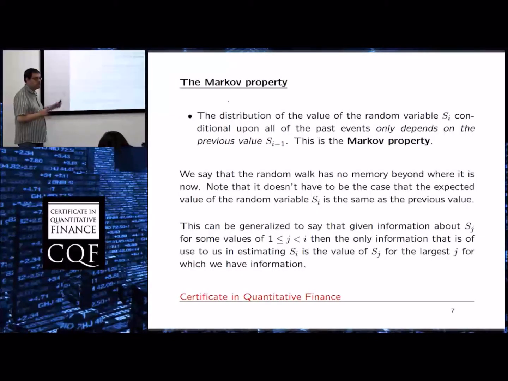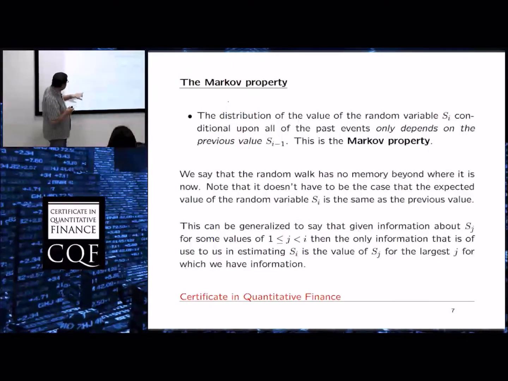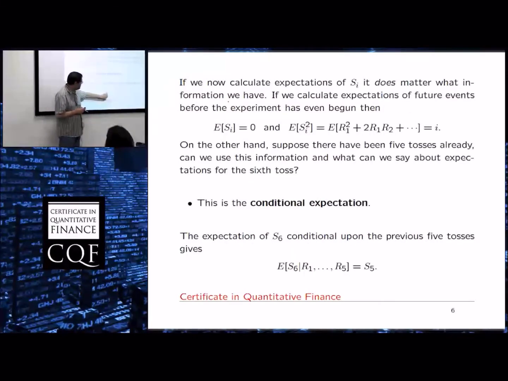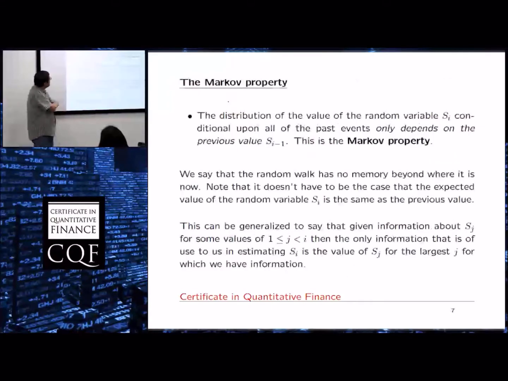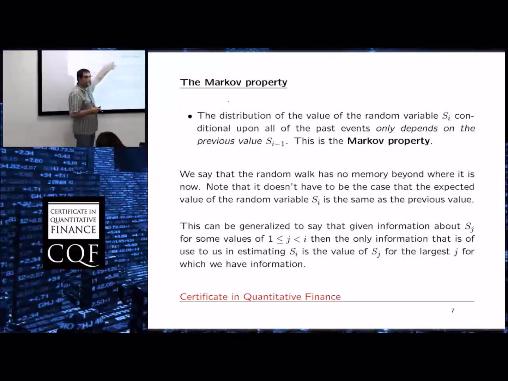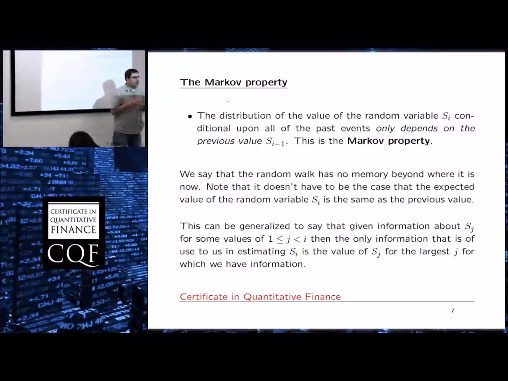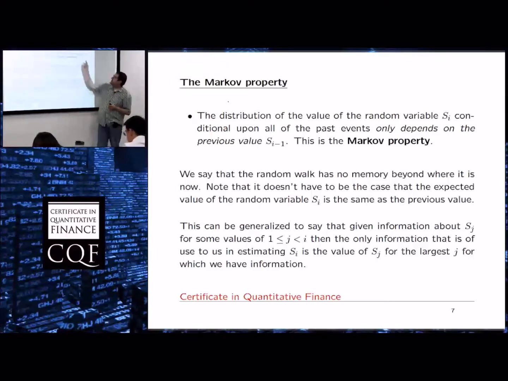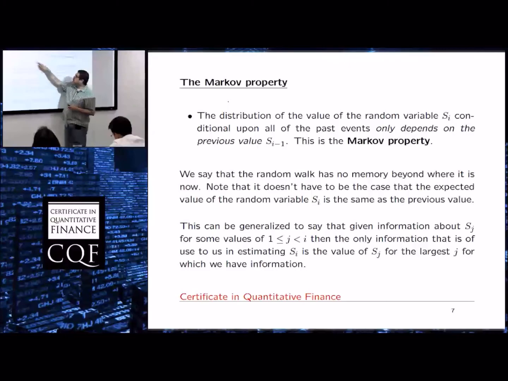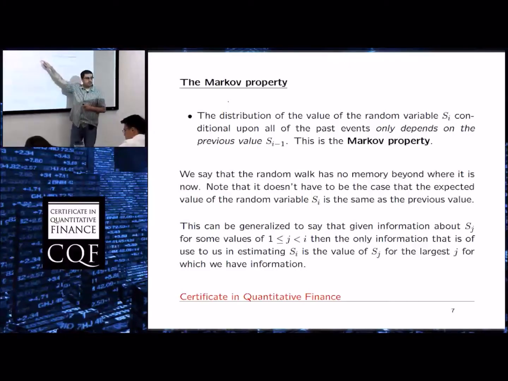There's another property that's very, very important here, and that's the Markov property. That's another type of expectation, a conditional expectation. What this is actually saying is that the expected value of S6 given S5 is just simply what we already have. The Markov property is something different. Let's read this and then we'll go through it. It says the distribution of the value of the random variable Si conditional upon all the past events only depends on the previous value Si minus 1. Suppose you want to get a conditional expectation or some kind of idea of what the distribution is going to be at Si given Si minus 1. This property is simply saying that everything prior to Si minus 1 has been forgotten. How it got there, it has no idea.